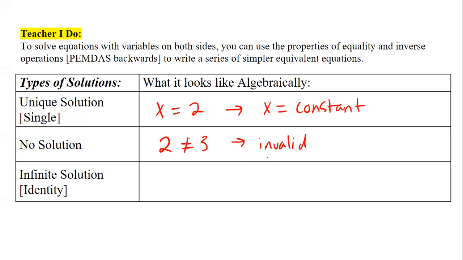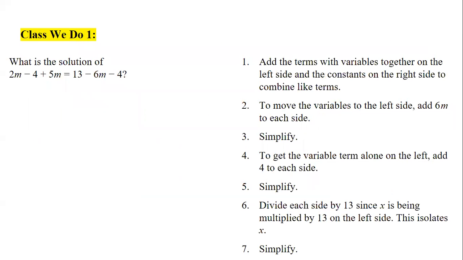Last type of solution is infinite solutions, okay? Infinite solutions means that the constant equals itself. It's called an identity. And what this means is that any number is a solution. That means x can equal anything. So when we're classifying, we have unique, no solution, and infinite solutions. Yes, cool.